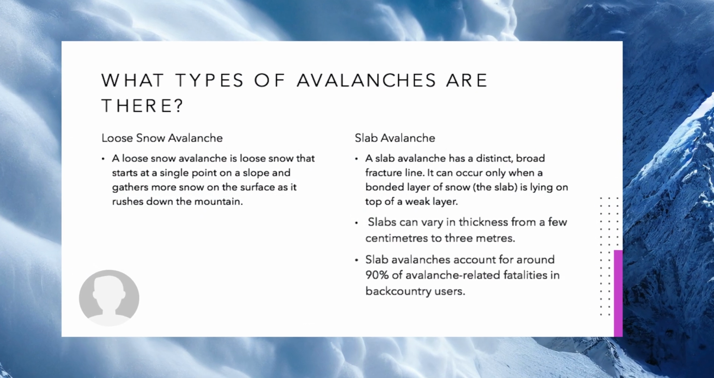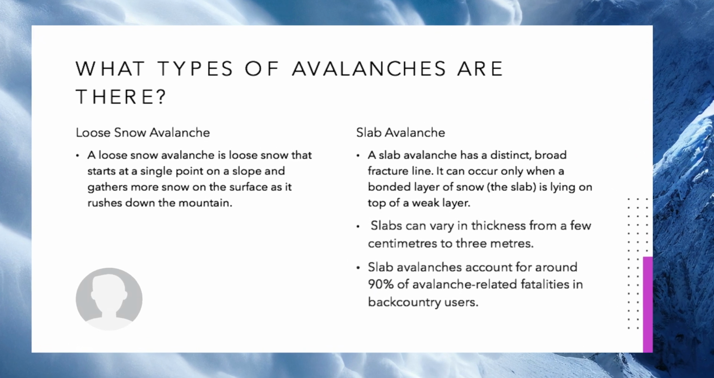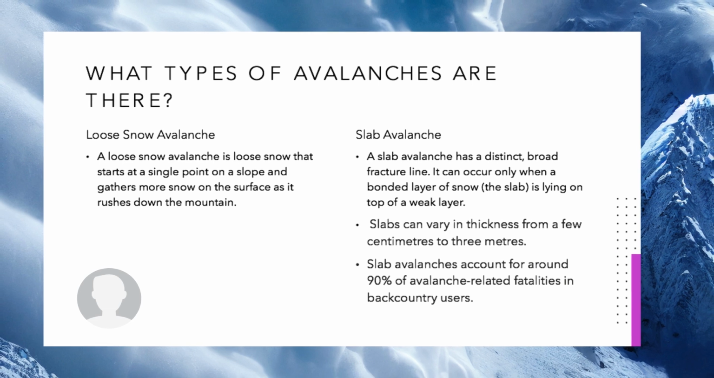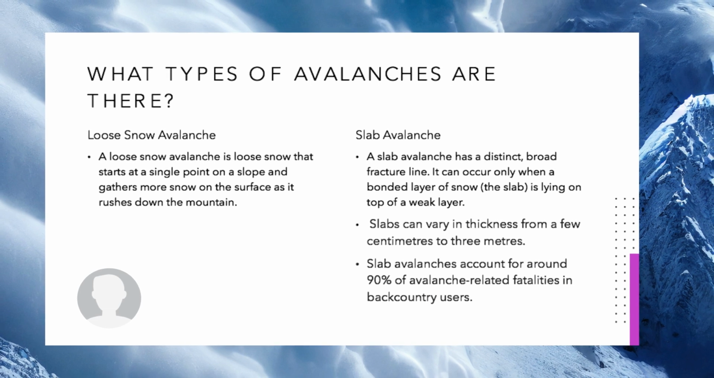What types of avalanches are there? There are a few different types of avalanches. We will talk about the two most common. Loose snow avalanche. A loose snow avalanche is loose snow that starts at a single point on a slope and gathers more snow on the surface as it rushes down the mountain. It has one starting point and collects more and more snow as it slides down the mountain.